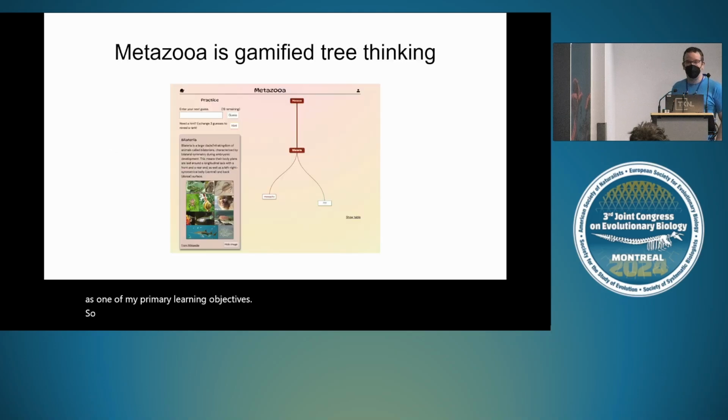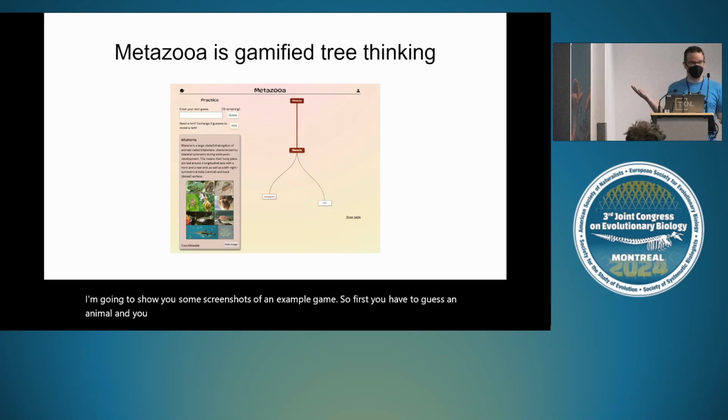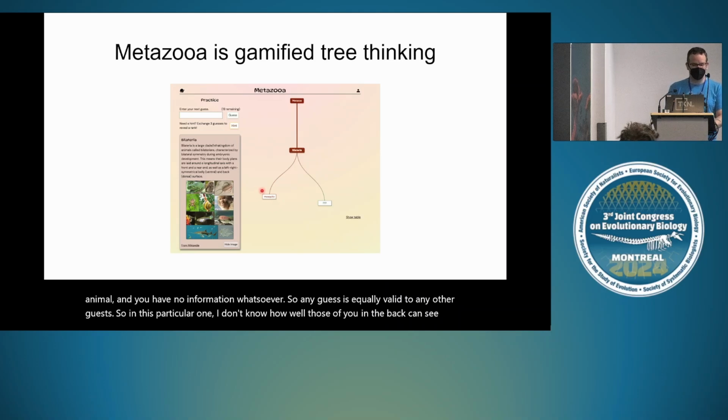So that brings us to this game, which is a nice gamified tree thinking. So I'm going to show you some screenshots of an example game. So first, you have to guess an animal, and you have no information whatsoever, so any guess is equally valid to any other guess. So on this particular one, I don't know how well those of you in the back can see it, but I guessed mosquito.